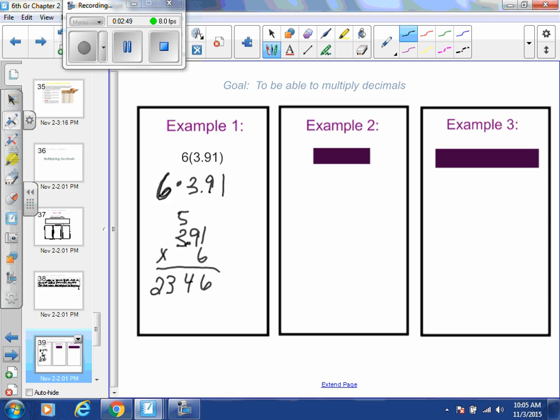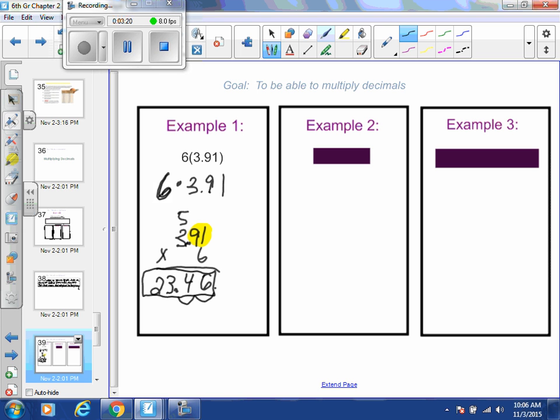All right, then here's the part where it's a little different. I need to count the decimal places. So here I see 2 decimal places in this factor, and in the second factor, I have no decimal places at all. So my total number of decimal places are 2. I'm going to start at the end and count 2 decimal places. 1, 2. All right, so this should be my answer, 23 and 46 hundredths.